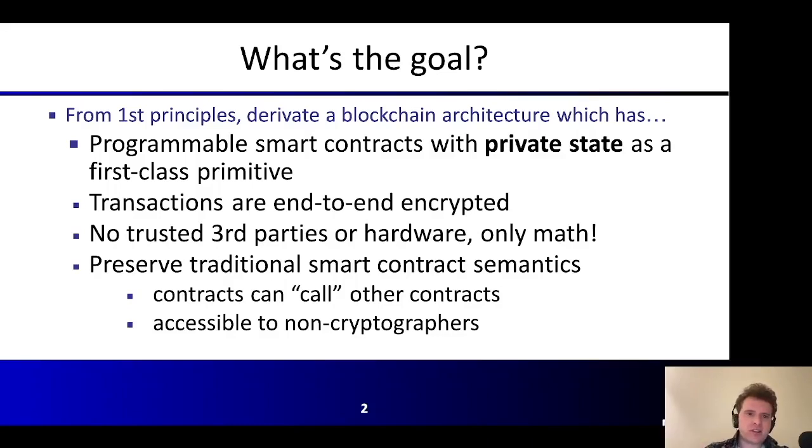So imagine your Ethereum style, Solidity style contract, but where you can genuinely just have private state. Under the hood, that state will be represented on a blockchain in encrypted form, and any state transitions will be validated through the use of zero knowledge proofs. So the end goal will be to produce end-to-end encrypted transactions without, you know, trusted hardware or trusted third parties. We'll do this with just pure maths, and we want to try and preserve traditional smart contract semantics.